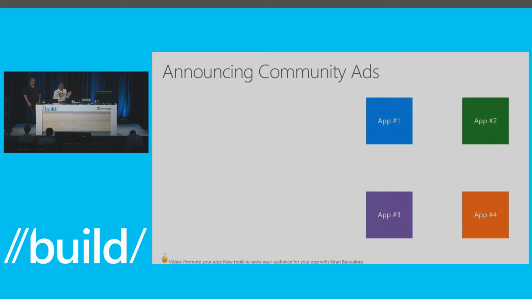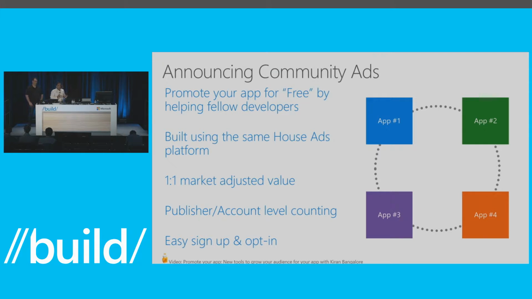Introducing community ads. You can start acquiring users without putting your credit card down, easily from Dev Center. Last year at Build, we introduced a capability called house ads. This is essentially cross-promoting within other ad inventory of your app. Now we are extending this capability, so when you opt into this program, you can promote your app for free by helping fellow developers who join this community of ad ecosystem, known as community ads. And it is completely built using the same house ads platform. So now you have two ways to acquire users without putting your credit card down from Dev Center.